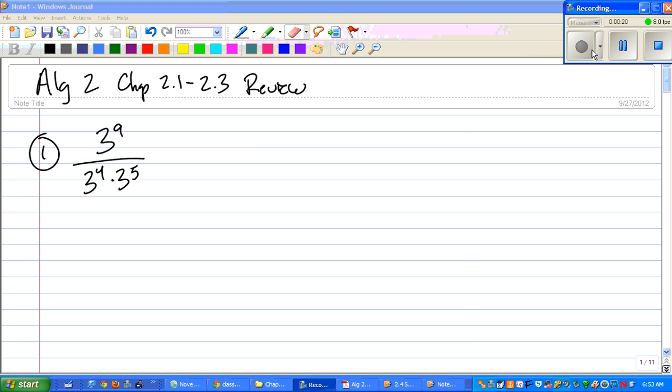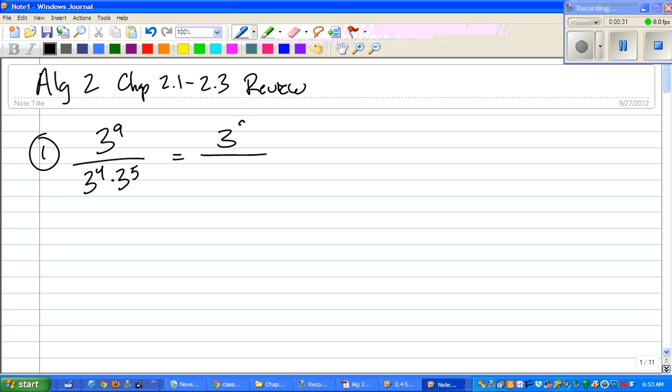We have 3 to the 9th over 3 to the 4th times 3 to the 5th. So, what we're going to do first is simplify the bottom, okay? The top stays 3 to the 9th, but at the bottom we have 3 to the 4th times 3 to the 5th, which means we can add those exponents, which gives us 3 to the 9th. When we simplify those things by using the quotient rule, everything cancels out and you're left with 1.